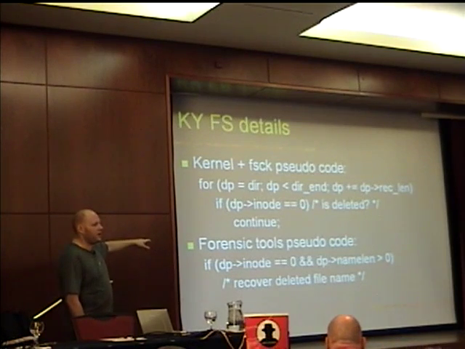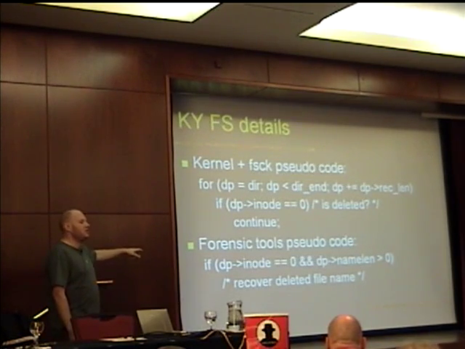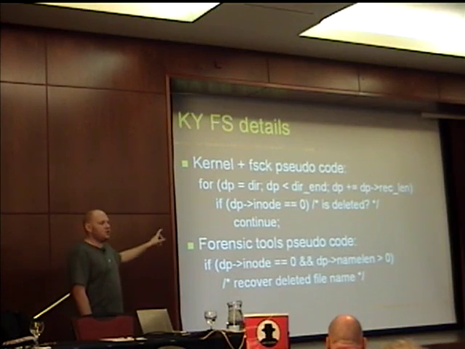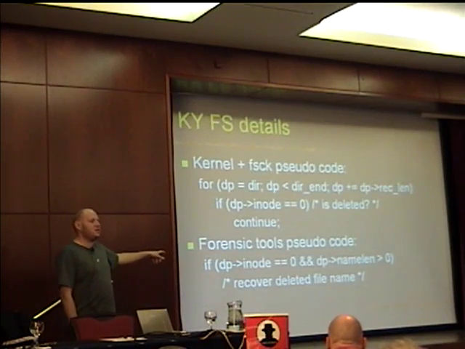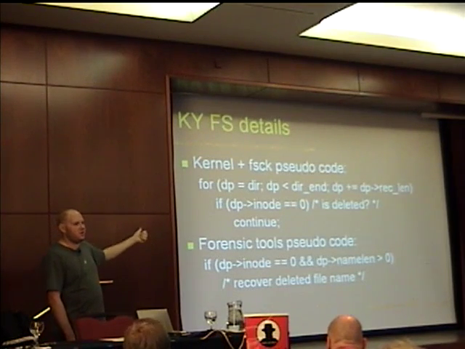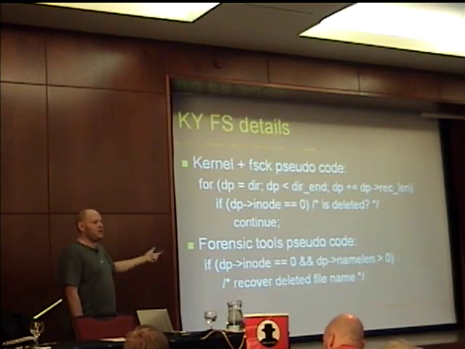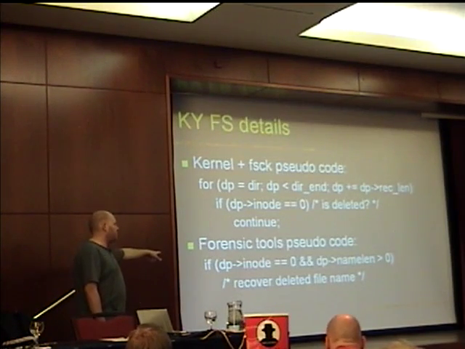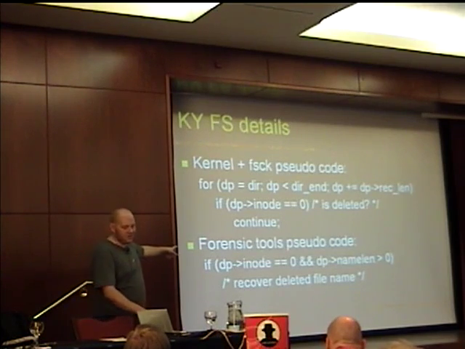Our forensics code, on the other hand, is going to be trying to find deleted names. So it's going to be checking for an inode that equals zero and a name length greater than zero. If it's got an inode that equals zero and a name length greater than zero, obviously it's found a deleted directory entry. So there's absolutely no points for figuring out how we bypass this attack.